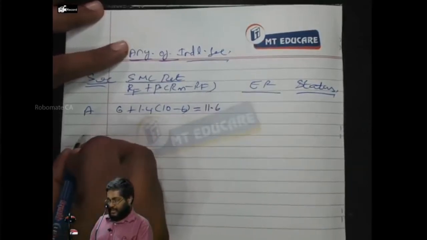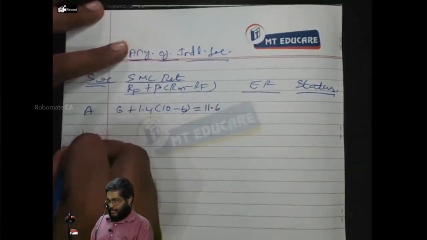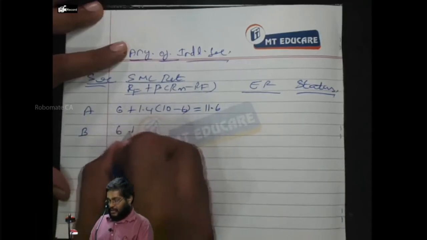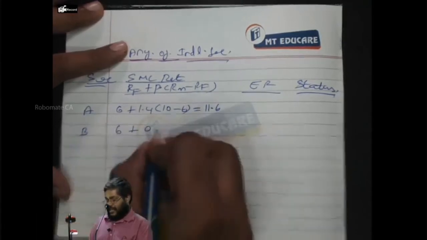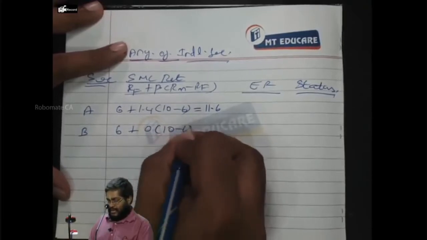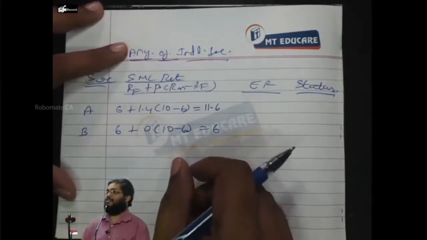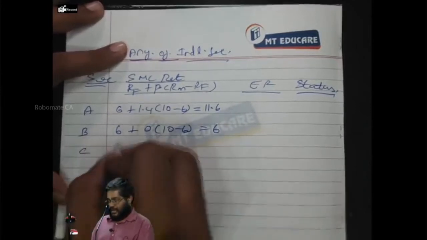11.6. Right, security B. What is RF plus beta? 0 into 10 minus 6, is equal to what? 6. Is equal to 6.